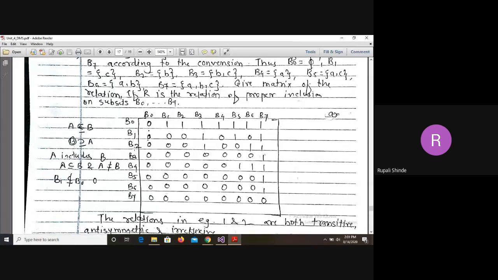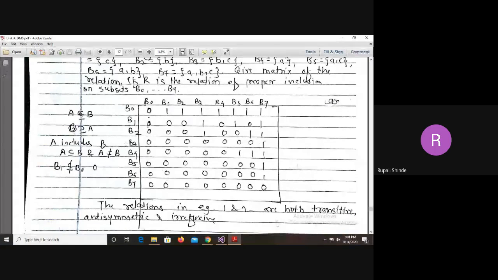Now next, B2, B7. B2 is set B, B7 is set A comma B comma C. So again B2 is a subset of B7 and B2 is not equal to B7, so we have to mark 1. Likewise, for the rest of the places we can identify whether it is 0 or 1.